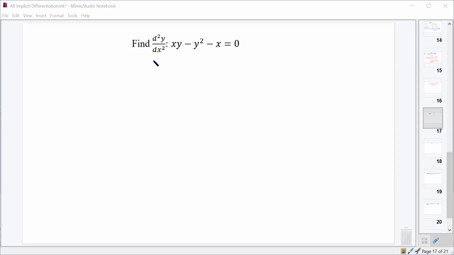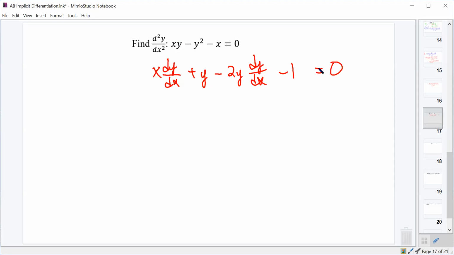All right, so just to make sure we all got the first derivative, the xy should have been x dy/dx plus y times 1 for the product rule on that, and then minus 2y dy/dx minus 1 equals 0. And so you would have ended up with dy/dx equals the 1 comes to the other side and the y is subtracted to the other side. And then we factor out the x minus the 2y. Is that what you all got for your first derivative?